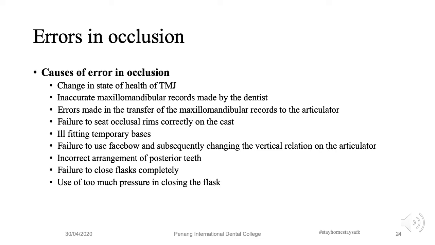Failure to seat occlusal rims correctly on the cast, and ill-fitting temporary bases. If the temporary bases are not well fitting while doing the recording, they might slide and give you a different recording. Failure to use the facebow and subsequently changing the vertical relation of the articulator, incorrect arrangement of posterior teeth, failure to close the flask completely, and use of too much pressure in flasking also displaces the teeth and tends to give you an occlusal error.